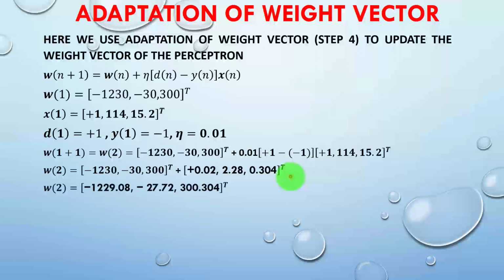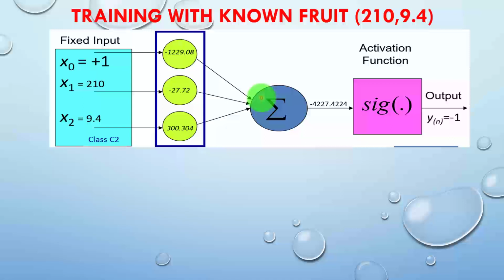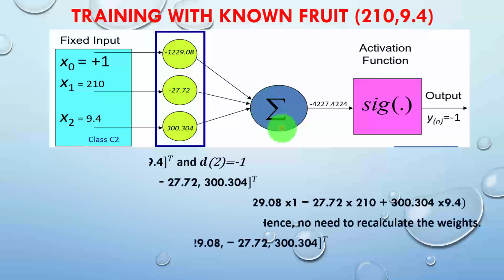When we add the two vectors, we just have these new values for the weights. So this weight has changed, this weight has also changed, and the other weight has changed. Instead of these old weights, we now have new weights we got from the training using this equation. So let's apply these new weights to one of the fruits.